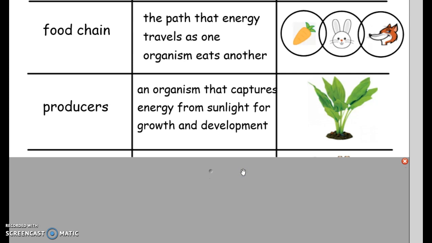A producer is an organism that captures energy from sunlight for growth and development. Think of it as plants. Remember to pause, I'm sure you are, to draw your pictures and write down your definitions and take the time that you need to do these correctly and with good effort.